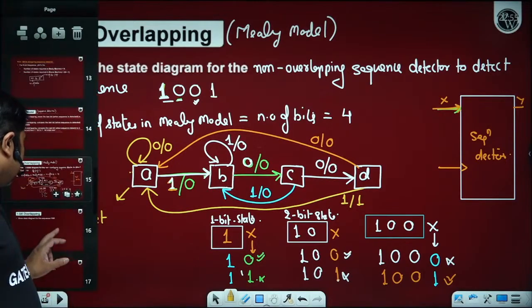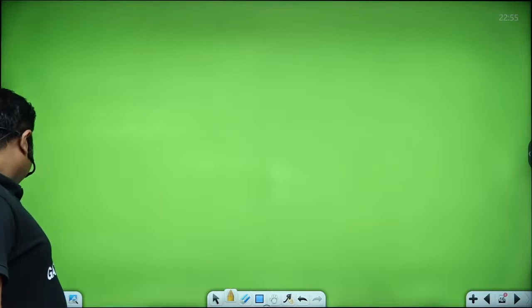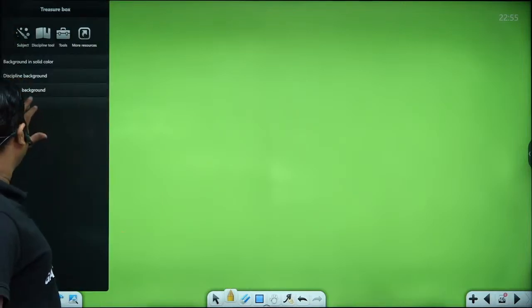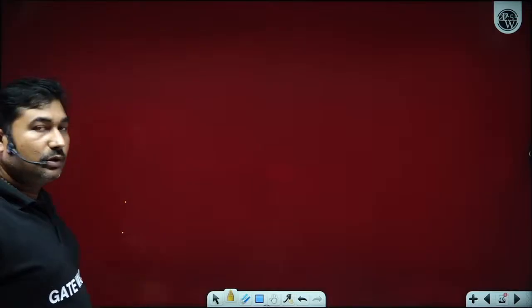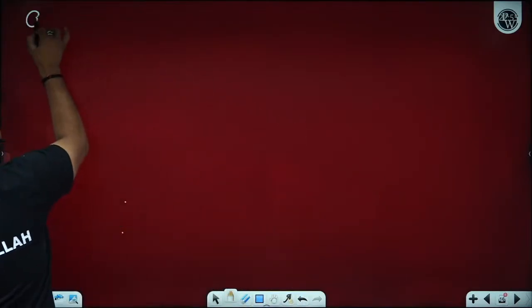We want to design a sequence detector. Please observe once again. I am repeating once again with the help of one question. We want to design a non-overlapping sequence detector.